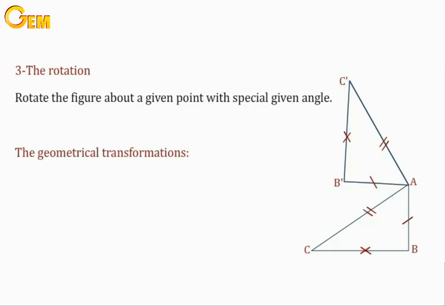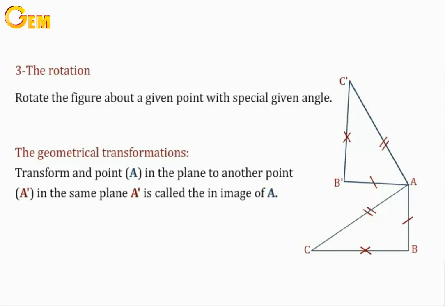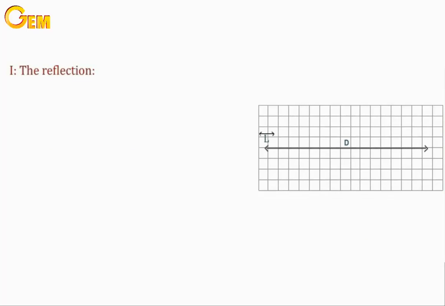The geometrical transformations transform any point A in the plane to another point A dash in the same plane. A dash is called the image of A. Number 1. The reflection. In the opposite figure, L is the line of reflection. The reflection on a straight line.